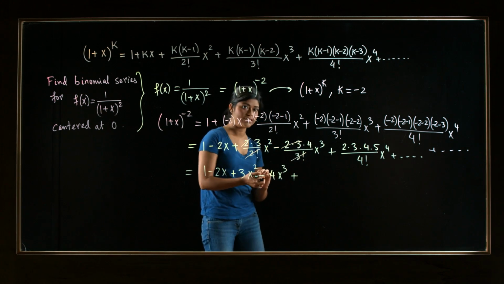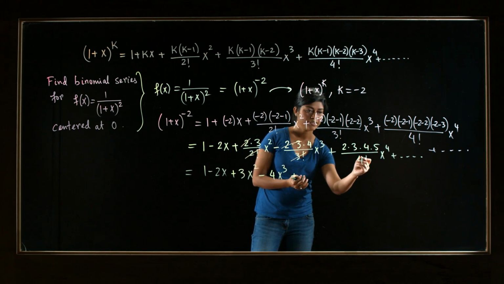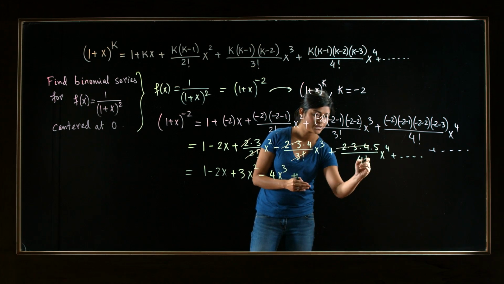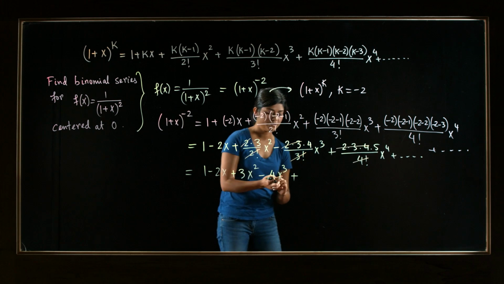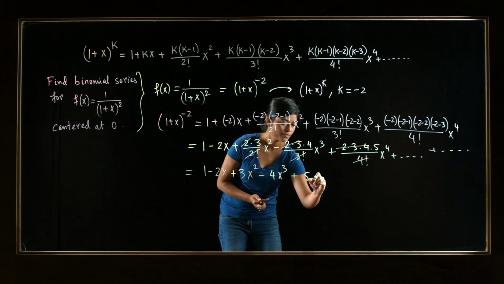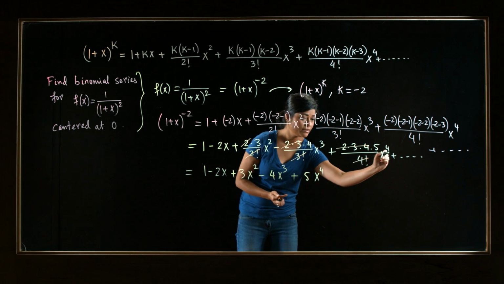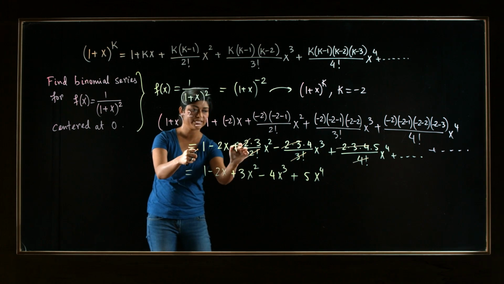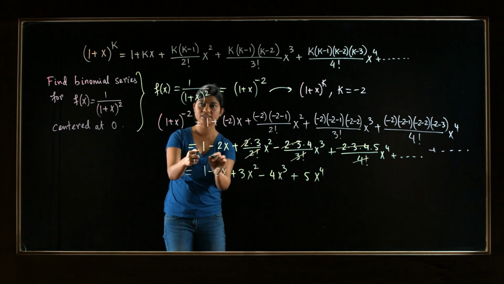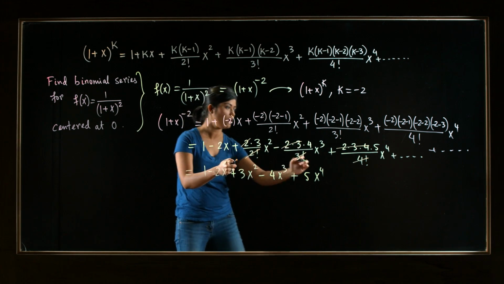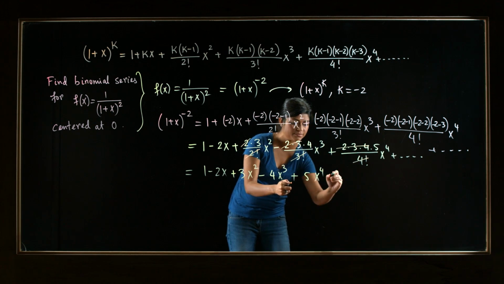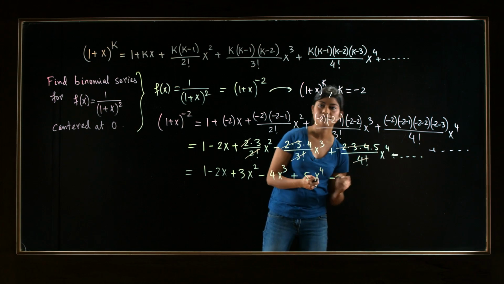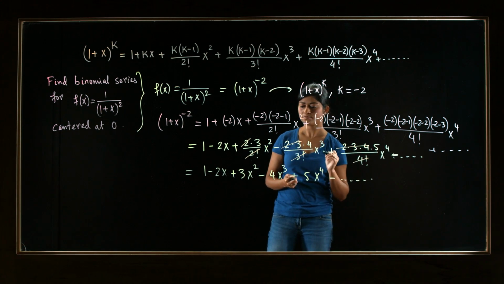One more term. Let's see if it works. 2 times 3 times 4 is 4 factorial, so this entire thing will cancel, and we'll be left with 5x to the 4. And then it looks like we have alternating positive and negative signs. First positive, then negative, positive, negative, and so on. So since this term is positive, the next term will be negative. So this was probably not quite correct. It was negative. And then we go on.